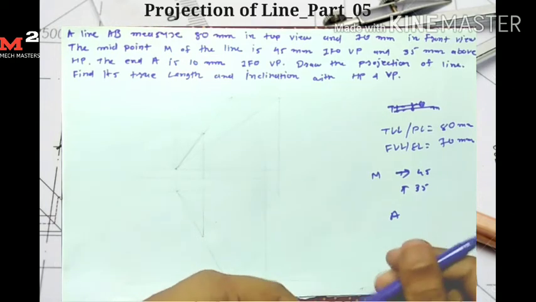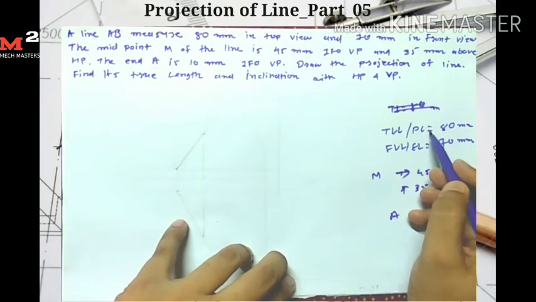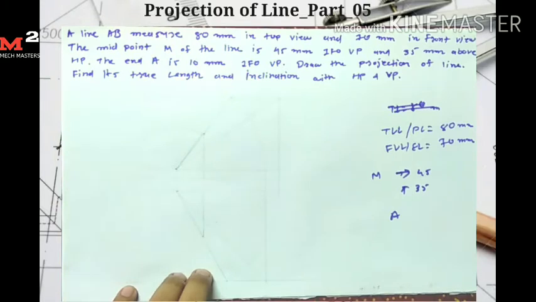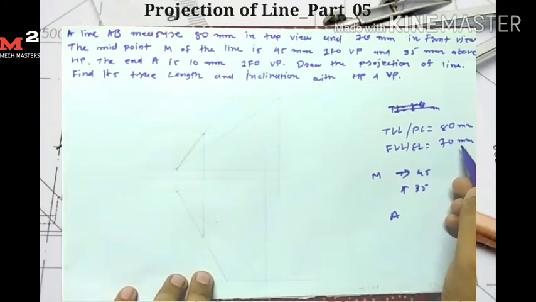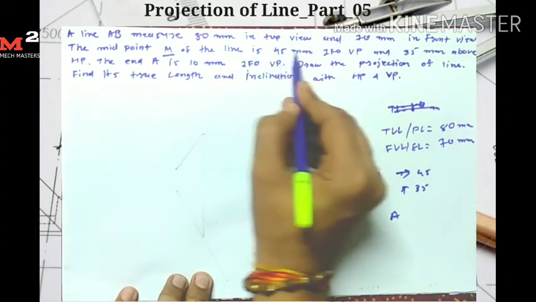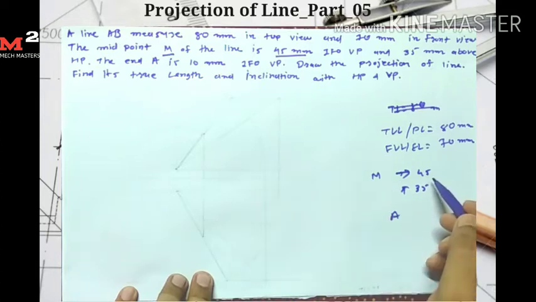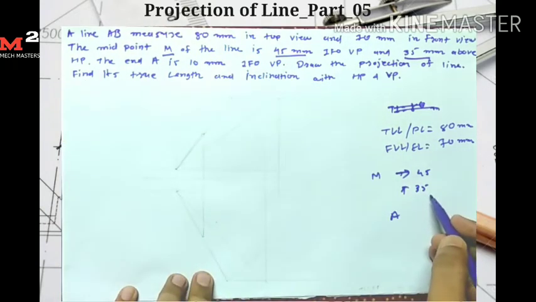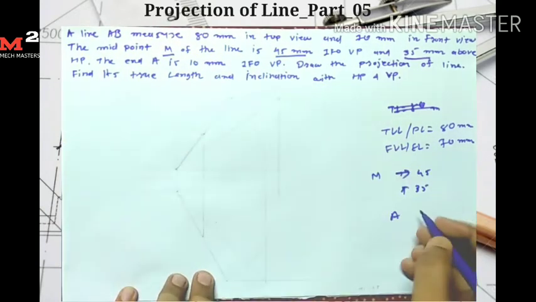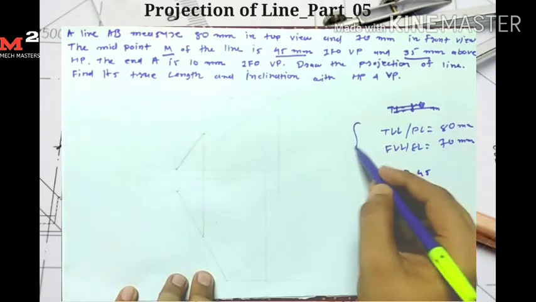Here in this question it is given that line AB measures 80 mm in top view, so its top view length, the plan length, is equal to 80 mm, and 70 mm in front view, so the front view length is equal to 70 mm. Then the midpoint M of the line is 45 mm in front of VP and 35 mm above HP. The end point A is 10 mm in front of VP. Okay, so this data is given.